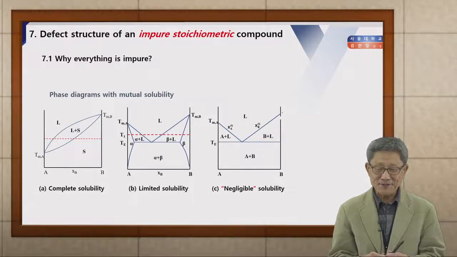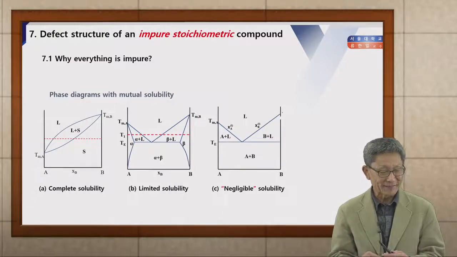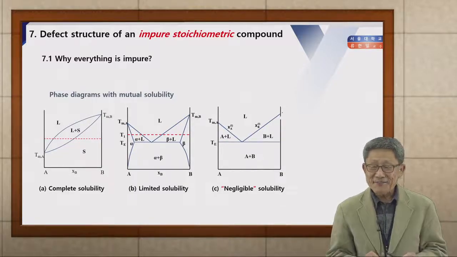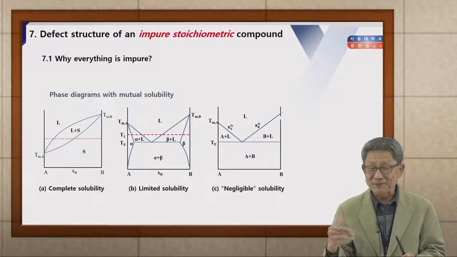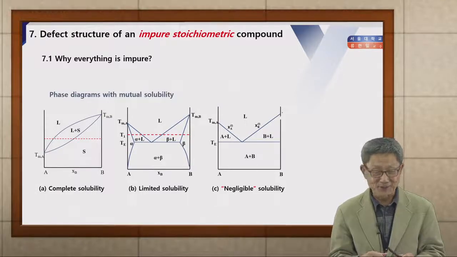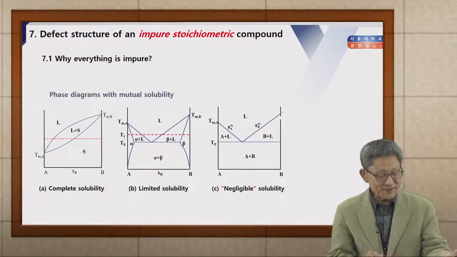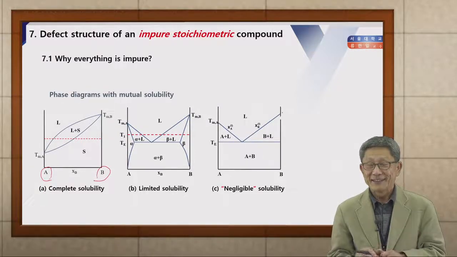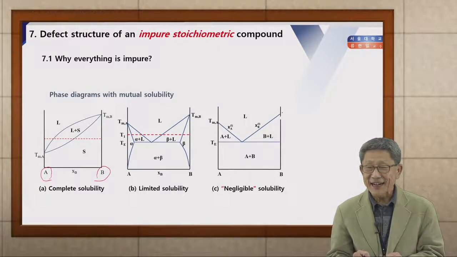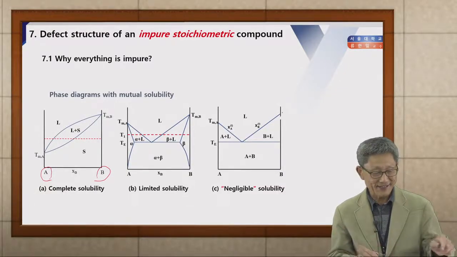Okay, what about the impure stoichiometric compound? Now you may find that it will be a bit more difficult. Actually, there is nothing absolutely pure, for a thermodynamic reason which I'll tell you shortly. If you mix two components, let's say A and B, then there arise three kinds of solutions.